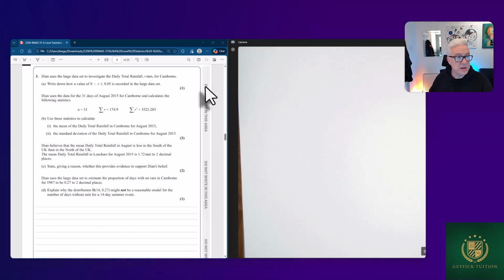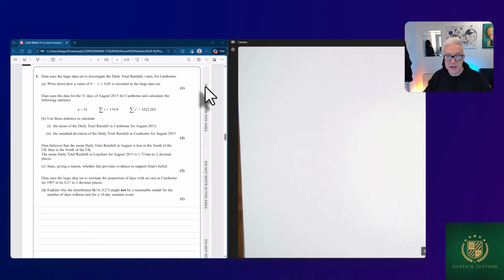Hello everyone, this is question 3 on paper for Statistics 2022, and it says Yv uses the large data set to investigate the daily total rainfall R millimeters for Camborne. Write down how a value of R which is less than or equal to 0.05 but greater than 0 is recorded in the large data set.